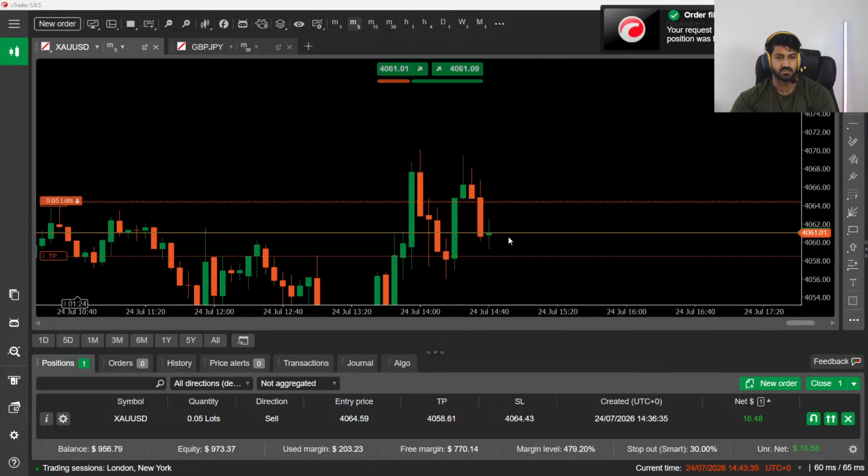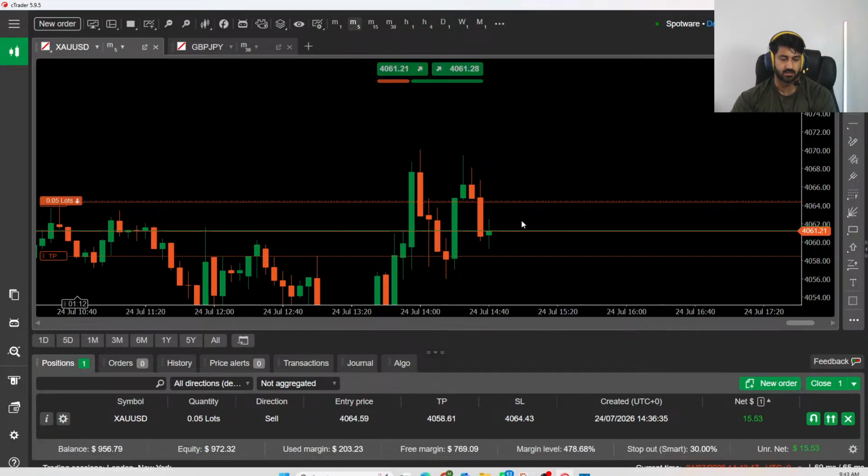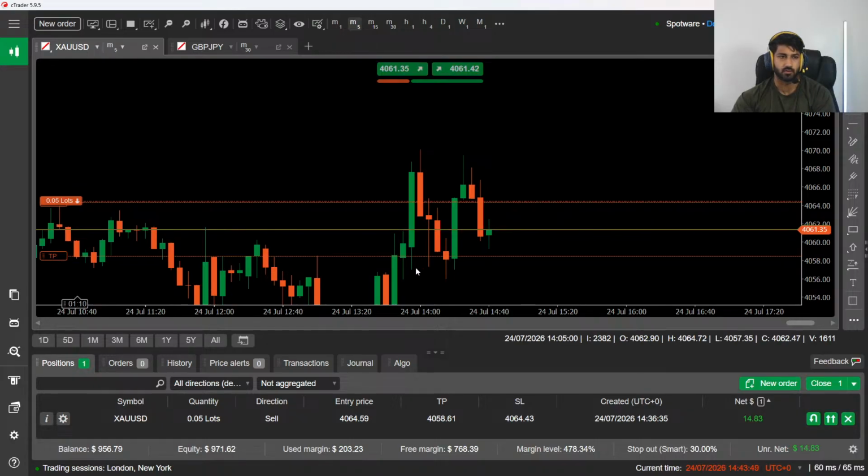I've closed 50% here. I didn't want to take the risk, so I've closed 50% because 15-minute is still open and overall, the trend is still bullish.